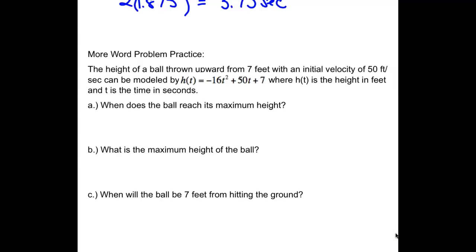All right, our next example says the height of a ball thrown upward from 7 feet with an initial velocity of 50 feet per second can be modeled by this equation. H of t equals negative 16t squared plus 50t plus 7. So again, this is gravity, the effect of gravity. This is our initial velocity, and this is our starting height.